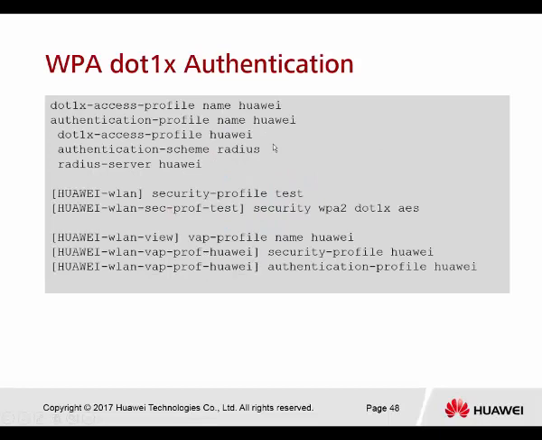Then continue. In the system view, put the command dot1x access profile. Give the name, and then the authentication profile. Again, the name. Inside there, put dot1x access profile Huawei. So this is the reason why we need to configure this one. The 1x access profile, I name it Huawei. So this one we're going to bind into this authentication. And the scheme for this one is Radius. The Radius server using Huawei.